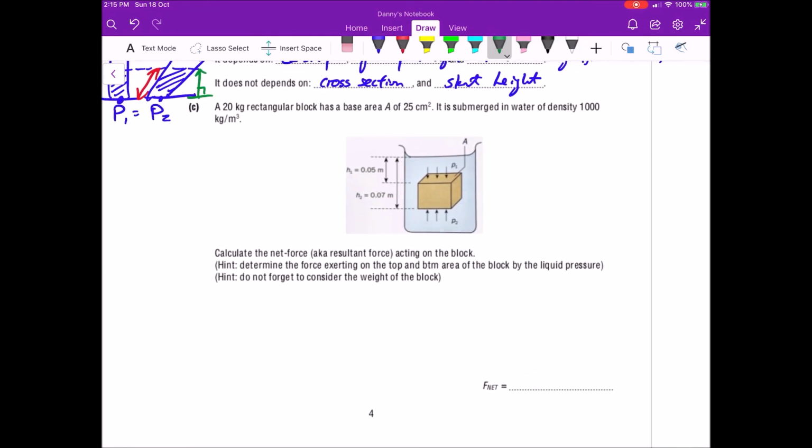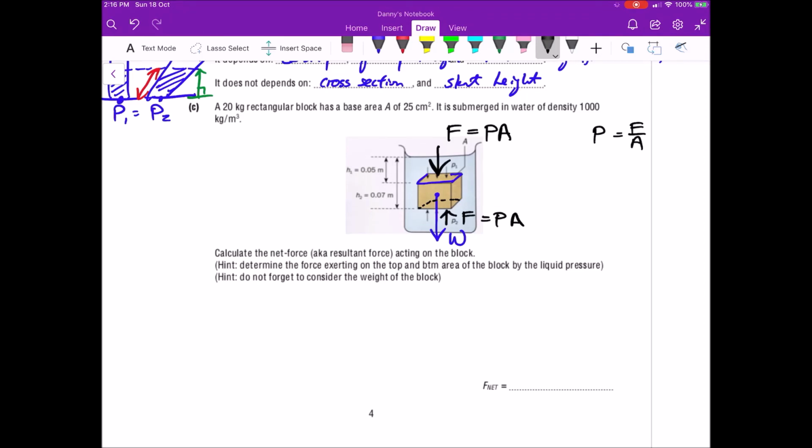Then we can try to apply our understanding down here. If you take a look at this, you will see that it is submerged. I have to find the net force acting on the block. On Earth, of course, the block will be attracted by the Earth, so you will have a weight. There's also a pressure acting on this surface, so there will be a force here. Force equals pressure multiplied by area, because P equals F over A. Similarly, underneath here there will also be a force equal to PA.